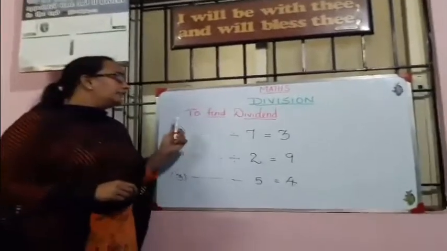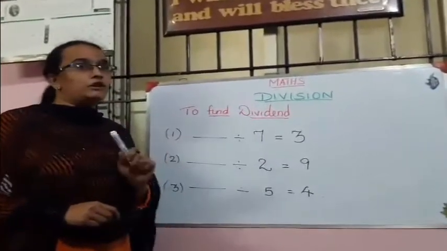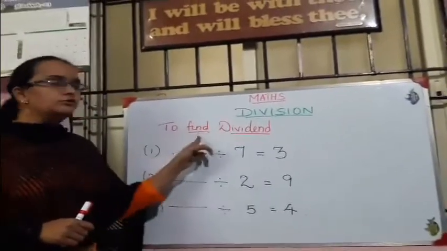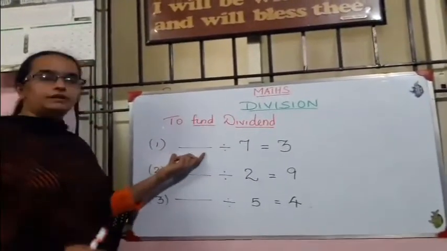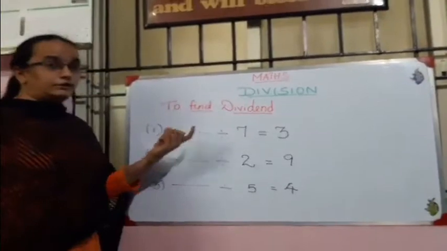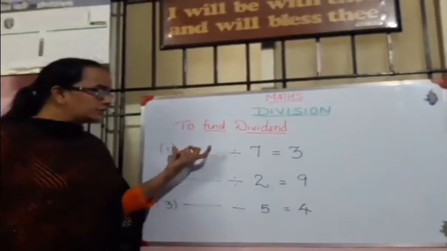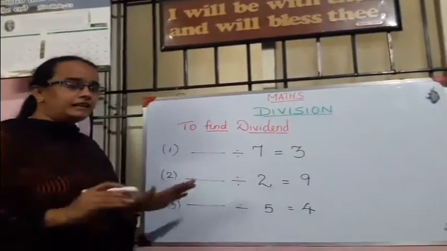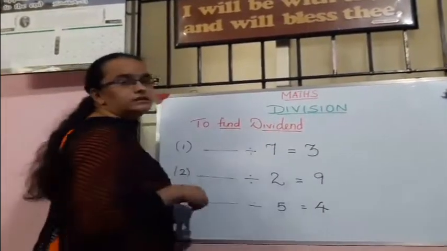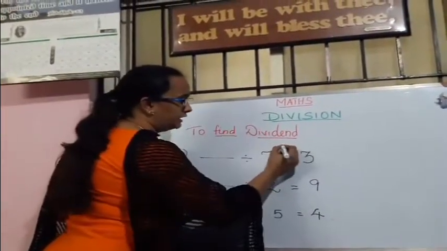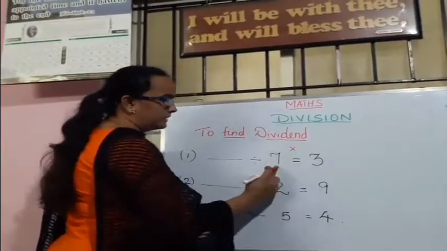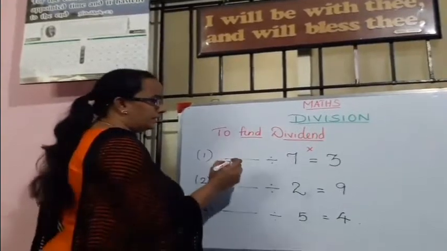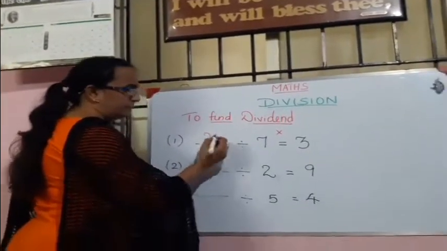Now children, I will teach you how to find dividend. We saw how to find quotient and divisor. Third one is how to find dividend. Dividend is what? The bigger number that comes first, right? I told you dividend is the bigger number. So dividend, divisor, quotient. So very easy. Just multiply these two numbers. 7 into 3, how much? 7 threes are 21. Very good. That is the dividend.